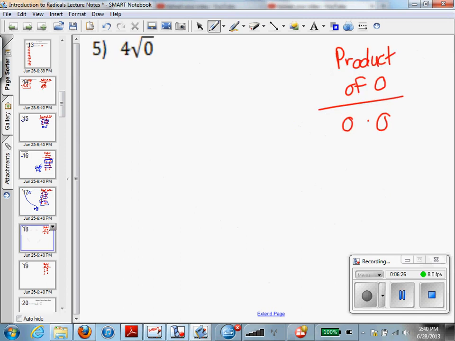Okay, with number 4, the product of 0. You can just do 0 times 0. So what's going to happen here, you drop down the 4, and the square root of 0 is just 0. So if you multiply these together, 4 times 0 is just 0.